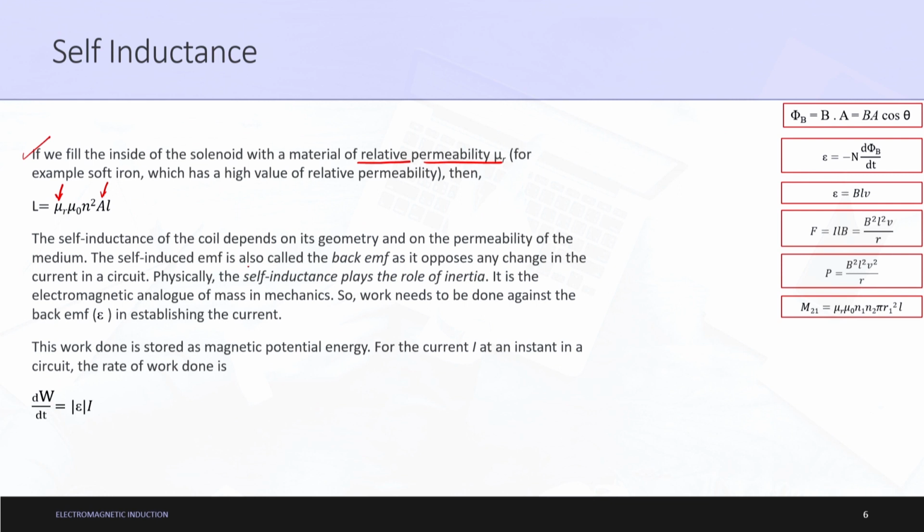The self induced EMF is also called the back EMF. So, a new definition is introduced here: self induced EMF is also known as back EMF. Why is it called back EMF? As it opposes any change in the current in a circuit.